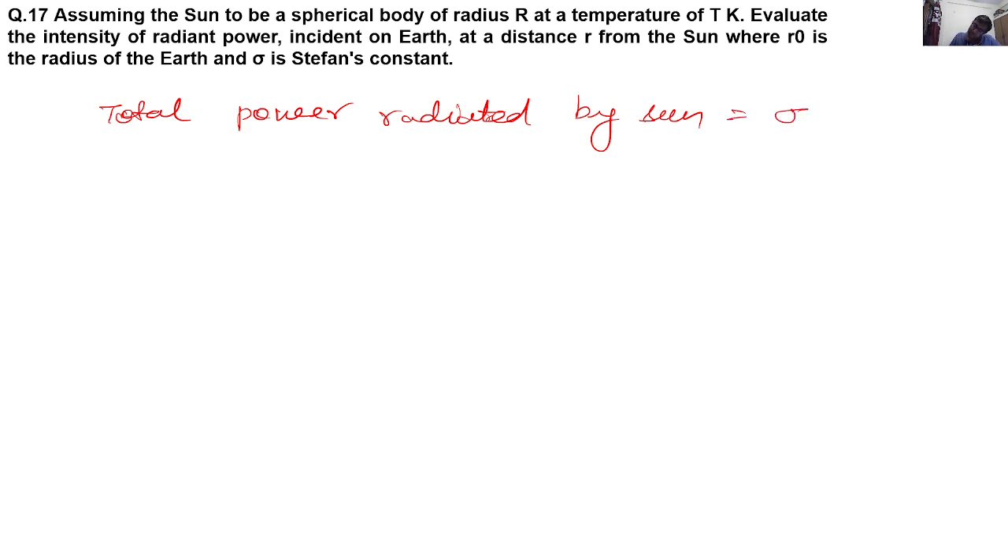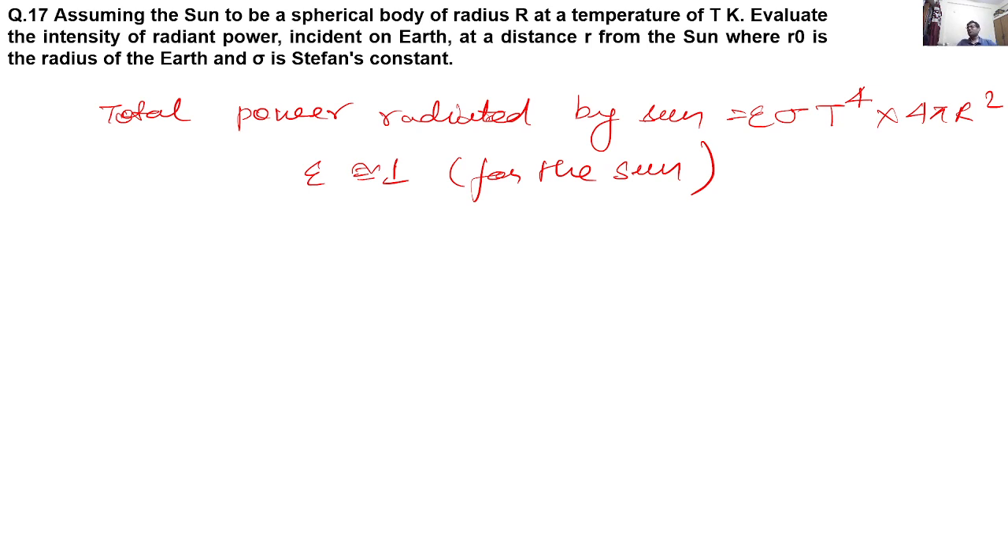Will be equal to epsilon sigma T to the power 4 times 4 pi R square, but epsilon is nearly equal to 1 for the sun. The emissivity for sun is almost around 0.995. It's almost equal to 1. So let's take it as 1 itself. So this would be equal to sigma T to the power 4 times 4 pi R square.